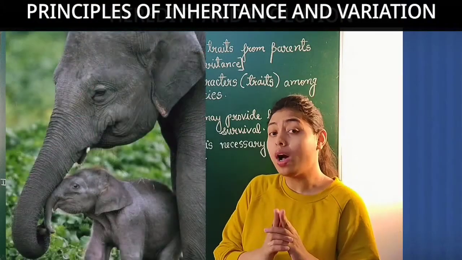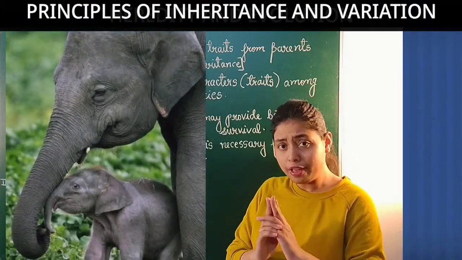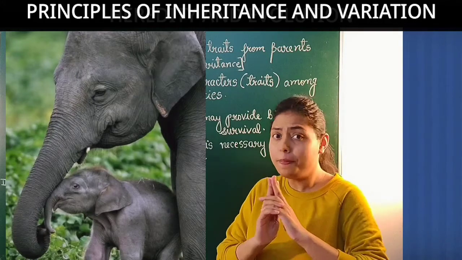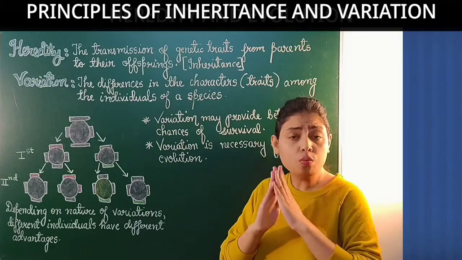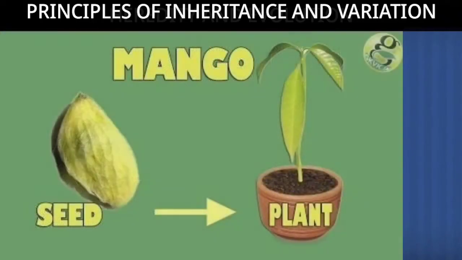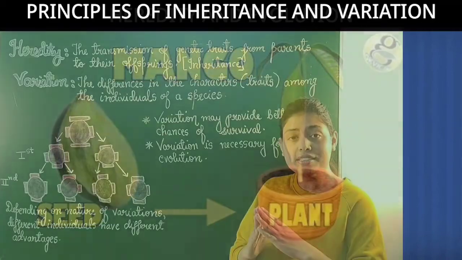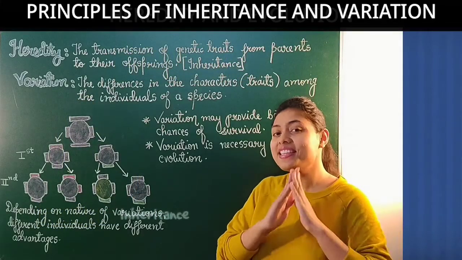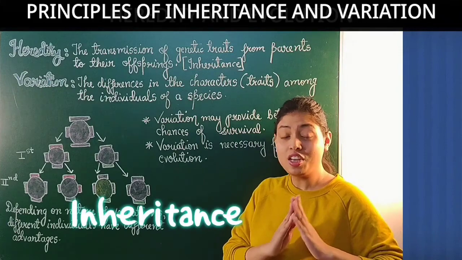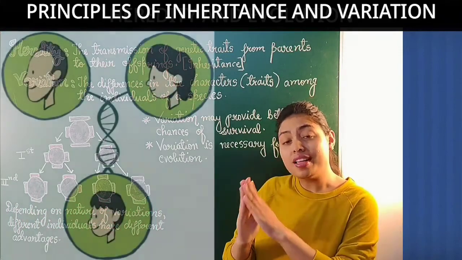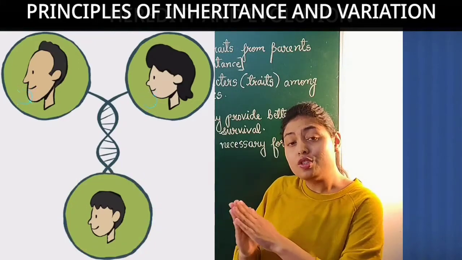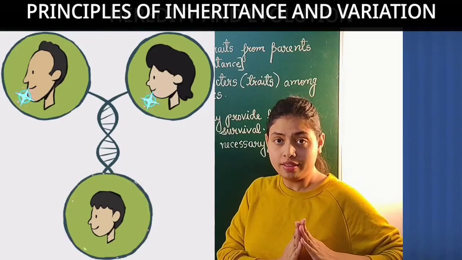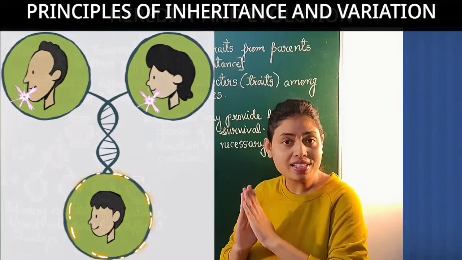Children, have you ever wondered why an elephant gives birth to only a baby elephant? Why not some other animal? Or why a mango seed forms a mango tree and why not some other plant? The reason is inheritance. Now, what is inheritance? The transmission of genetic traits from parents to the offspring is known as inheritance.